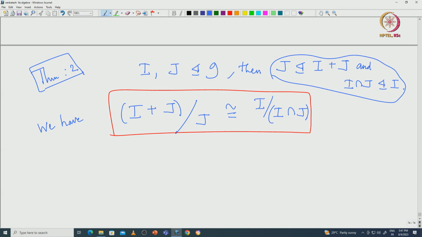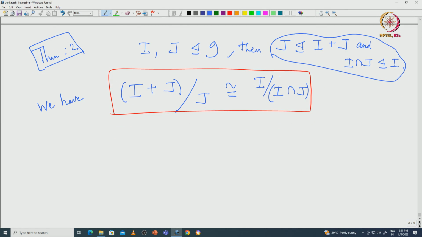So, how do I prove this? Basically you start by defining a map. You have this map from I to I modulo I intersection J. What is this map? You take x and send it to x plus I intersection J. There is no harm, this is a quotient map. Now you can also define another map.